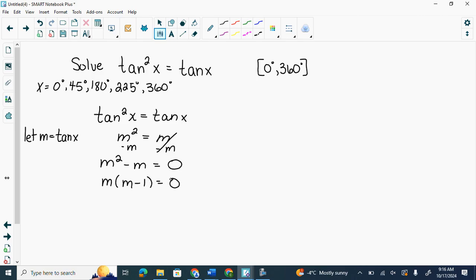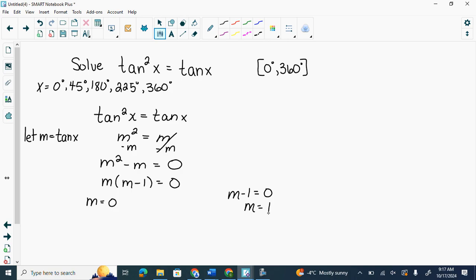So always move everything to one side, set equal to 0. Whenever we have a squared term, we can always do that. Then we split these. We get m equals 0, and we get m minus 1 equals 0. So m equals 1.